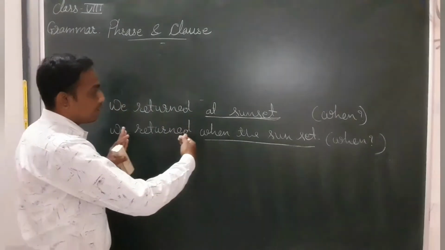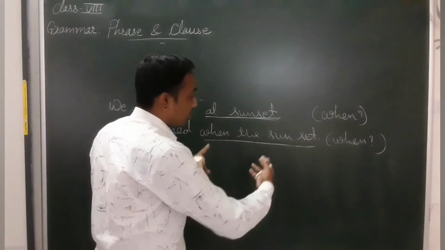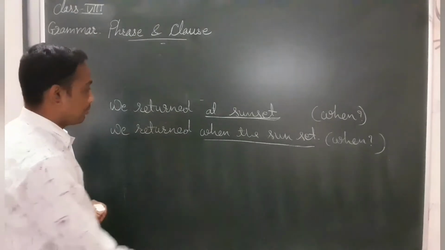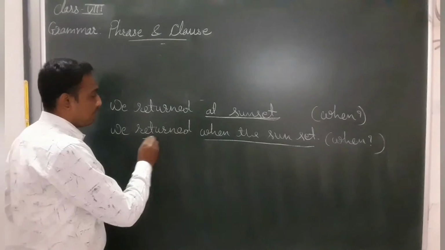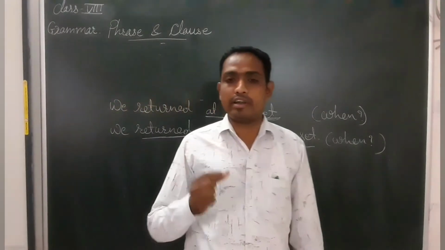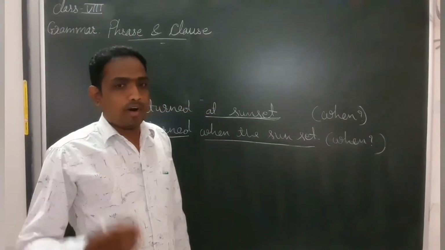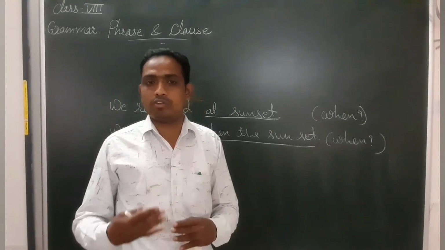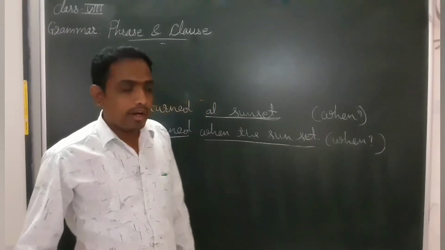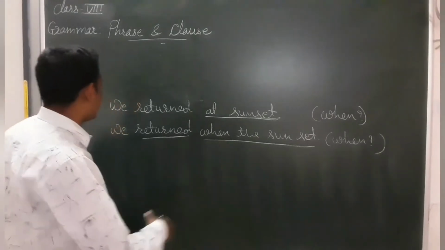So it shows we return. It shows the time of returning. We return, but when? When the sun set. So it is known as an adverb clause because it shows time and it follows the verb return. So in other words, as a definition of adverb clause: a group of words which has its own subject and its own predicate and acts as an adverb is known as an adverb clause. Understand? Okay, then second.